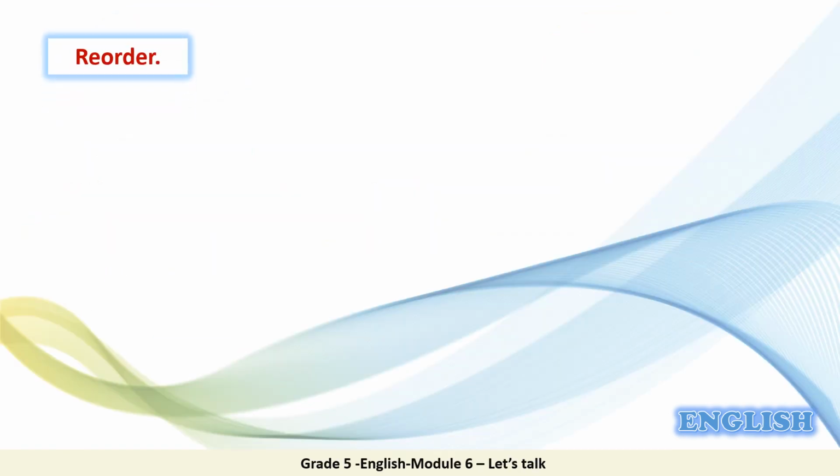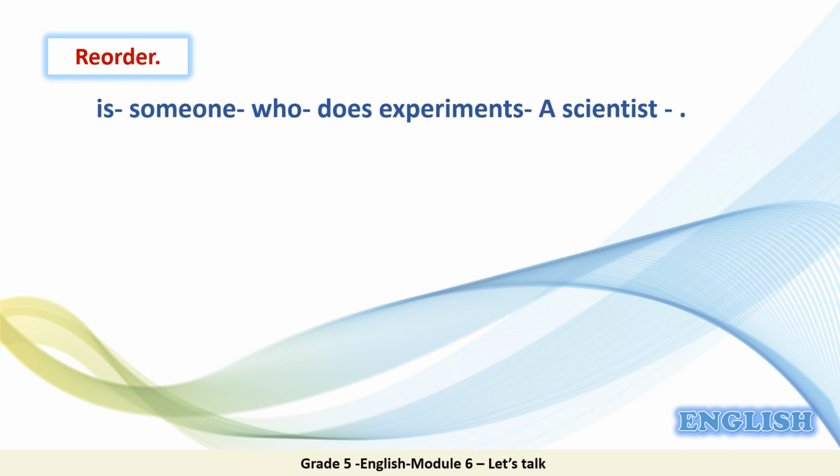Let's have more practice. Now you have the words you need to form your sentence, and you know how to use which or who. Let's form a sentence with the given words. Let's start. Is someone who does experiments a scientist? Take your time.